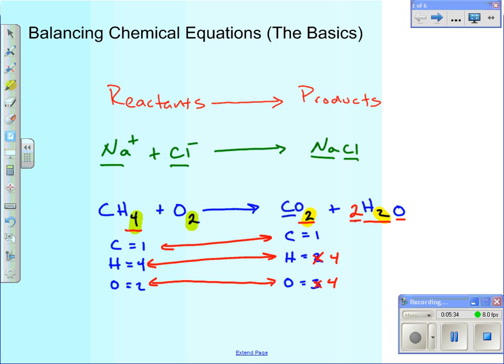So a simple fix, and we'll find that there's a trend. When I have this one element sort of off by itself, we kind of save that for last. But a simple fix would be 2. So in this case, I've got 2 O2s, so that changes it to 4 oxygens total. So when I look at these numbers, 1 carbon before and after, 4 hydrogens before and after, 4 oxygens before and after. That's a balanced equation. This is how it would occur in nature.